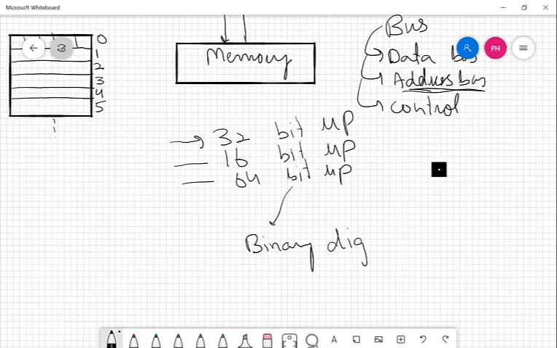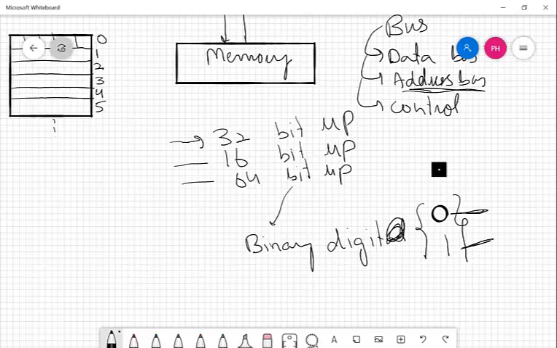Since these microprocessors are digital electronic devices, they only understand two binary digits, binary numbers 0 and 1, and these are actually two different voltage levels. This is one voltage level and this is a different voltage level. So binary digit, the short form is bit.